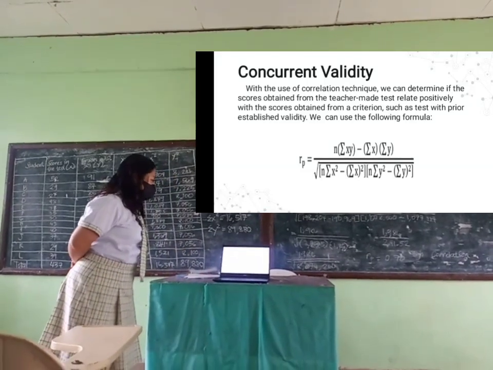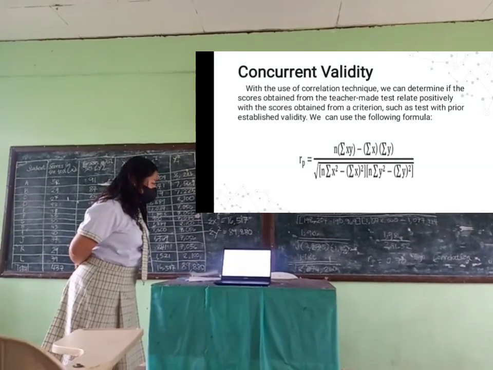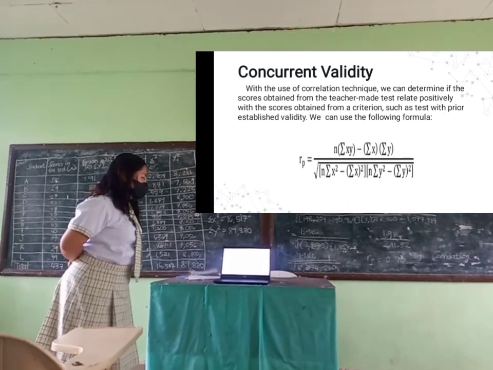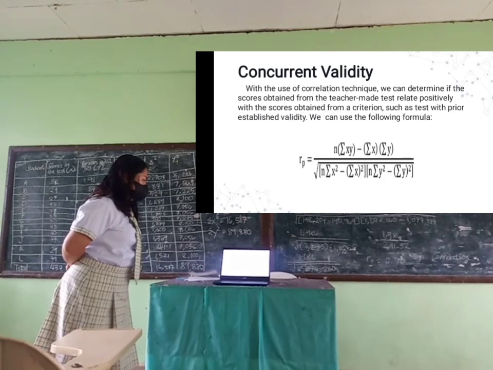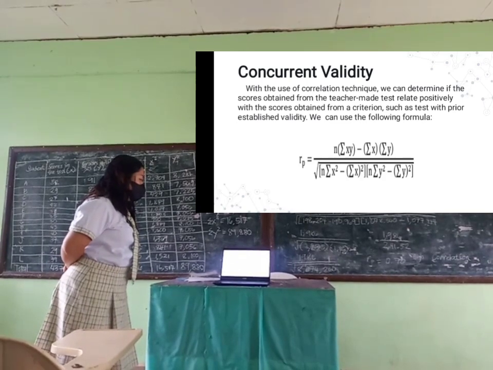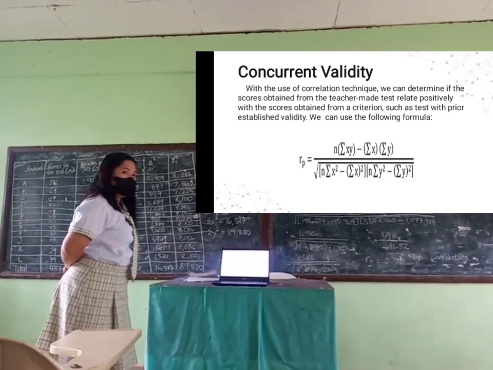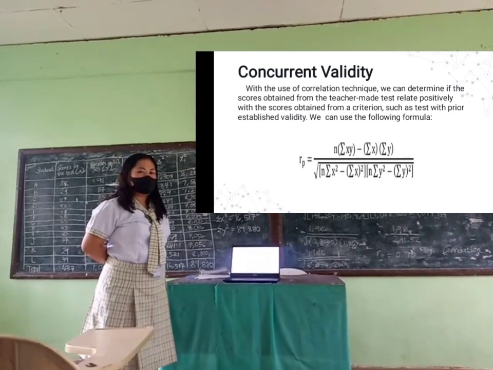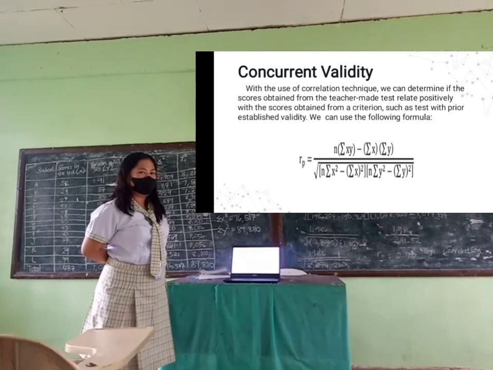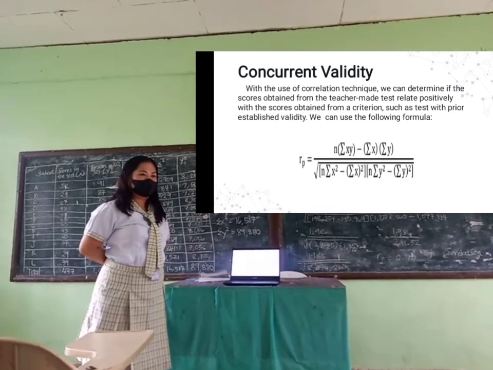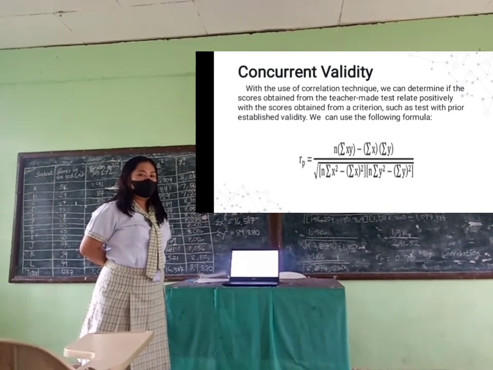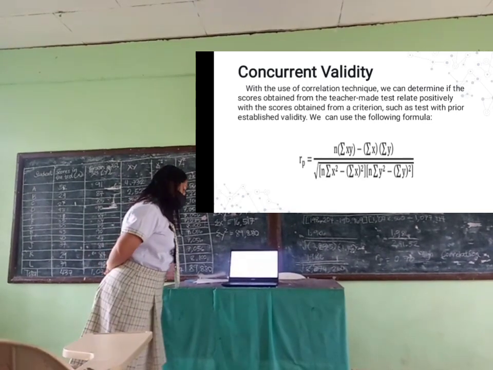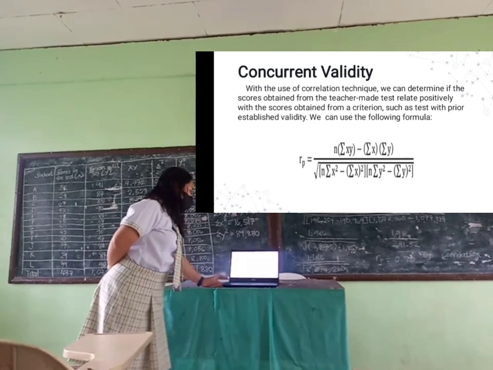Concurrent validity. The use of correlation technique can determine whether the scores obtained from the teacher-made test relate positively with the scores obtained from a criterion such as a test of prior validity. We can use the following formula. So, for example, concurrent validity is an evaluation test or exam. So this is the formula of concurrent validity.